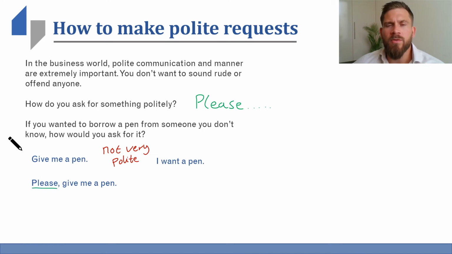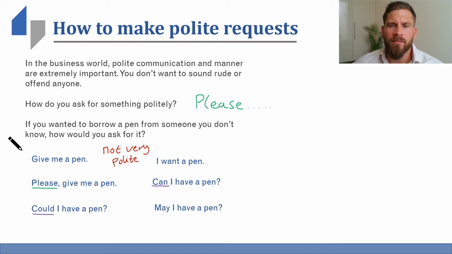Or we could use our modal verbs. Can I have a pen? Could I have a pen? May I have a pen? Using modal verbs makes our requests more polite.